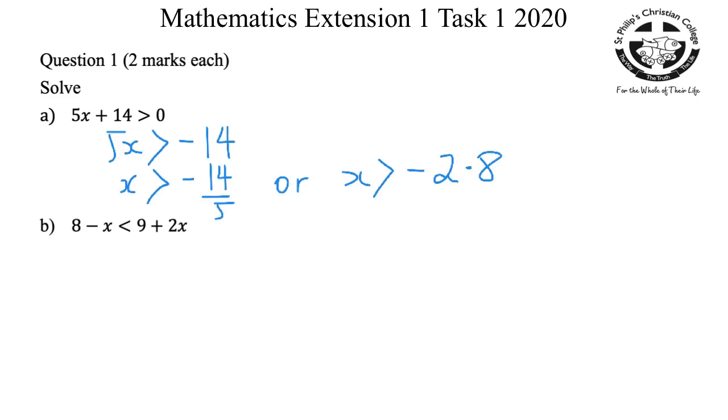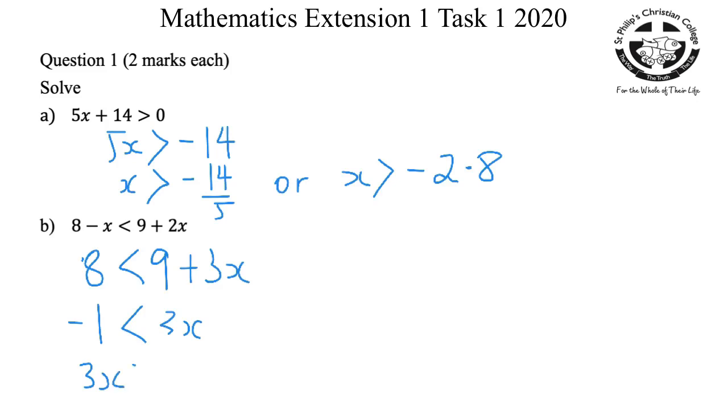You could go a couple of different ways for the second one. You could subtract 2x to start with from both sides, and you'd end up with negative 3x on the left. I'm actually going to go the other way with this one. A couple of people did this as well. I'm going to have 8 is less than 9 plus 3x. And then by adding x to both sides, and then I'm going to subtract 9 from both sides to have minus 1 less than 3x. I'm going to spin that one around and say 3x is greater than minus 1.